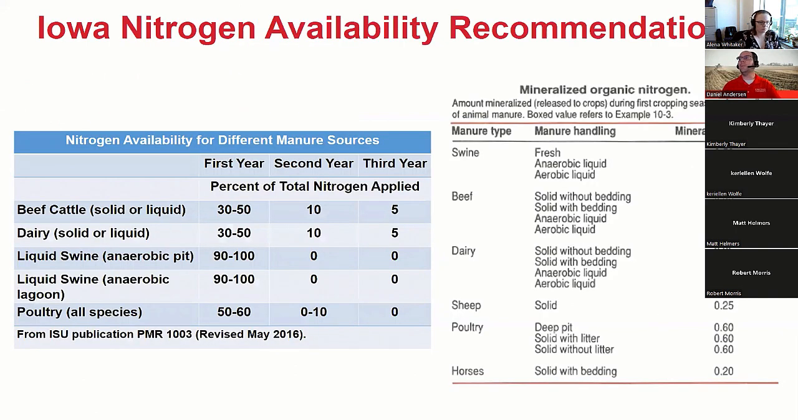All right, so why am I actually talking about availability? When you look at Iowa State recommendations for nitrogen availability, it's mostly based on species. If I look at liquid swine manure, whether it be in an anaerobic lagoon or a deep pit, we're going to say that 90 to 100% of that nitrogen is available the first year. And that makes a lot of sense.